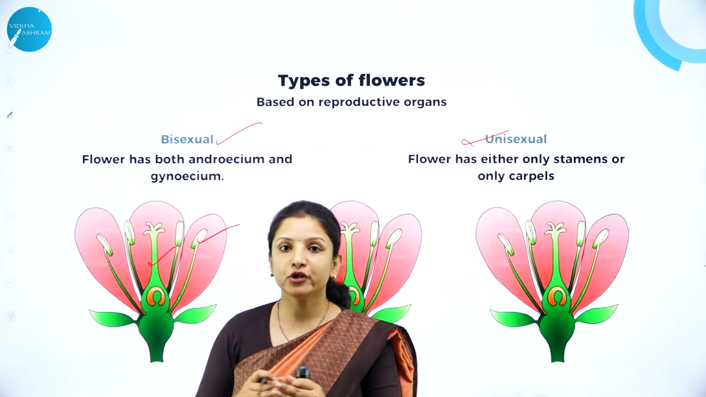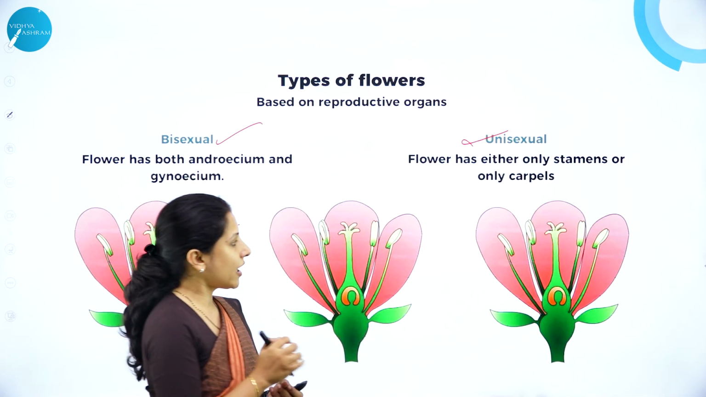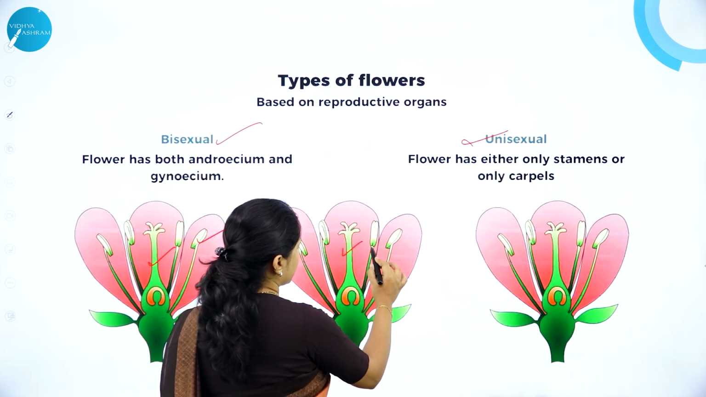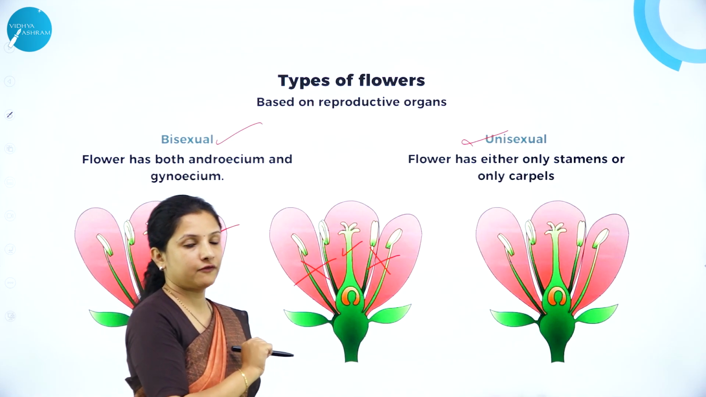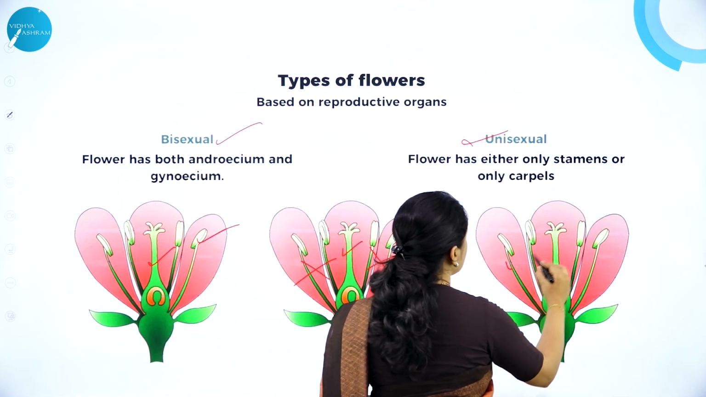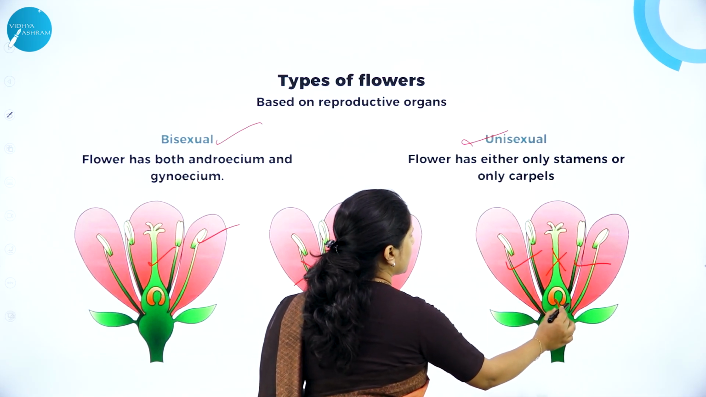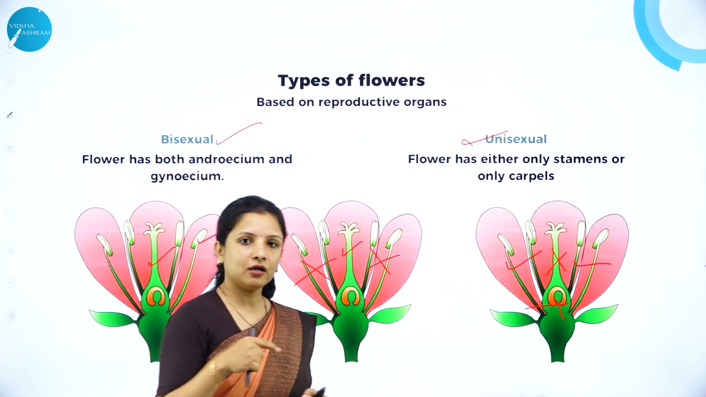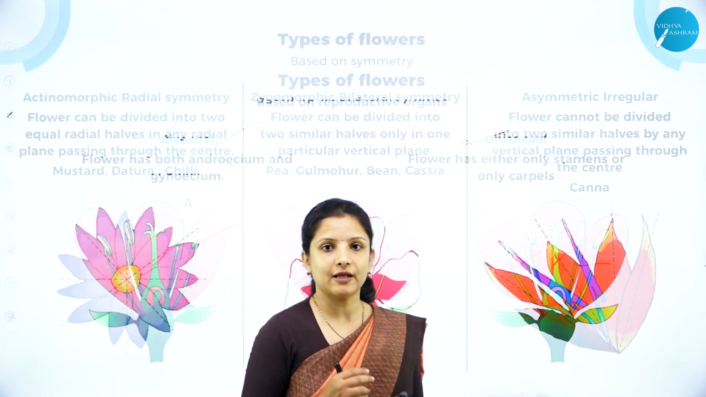Now, talking about unisexual flowers. Unisexual means uni, one, single. So either it will have only the female reproductive organ, this will not be there. So it will be a unisexual flower again, or either it will have only the male reproductive organ, this female reproductive organ will not be there. It will be again a unisexual flower. So this is about unisexual and bisexual flowers.